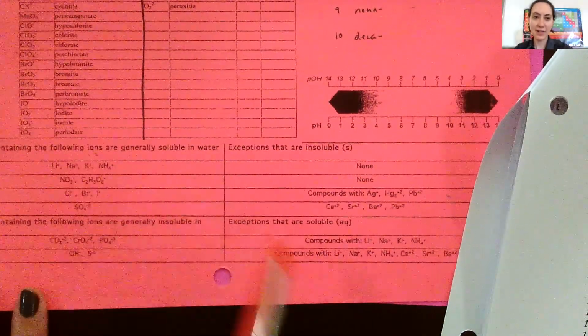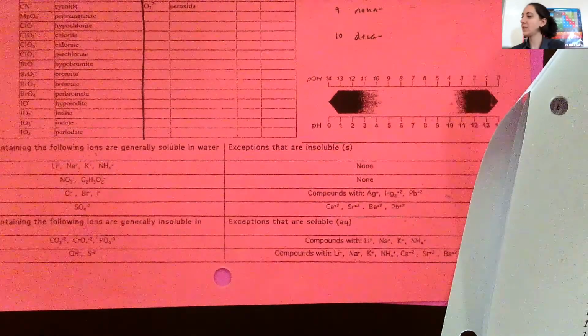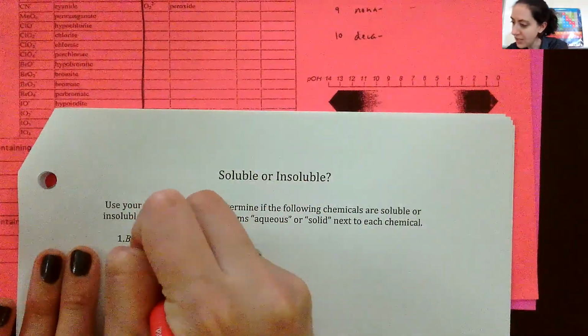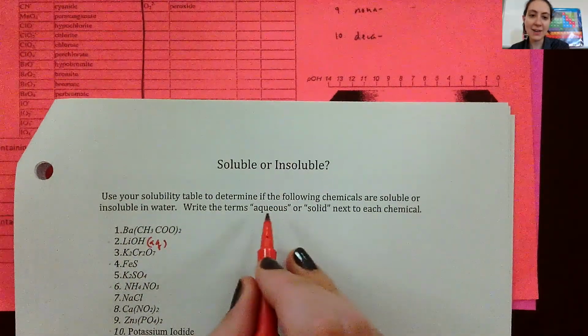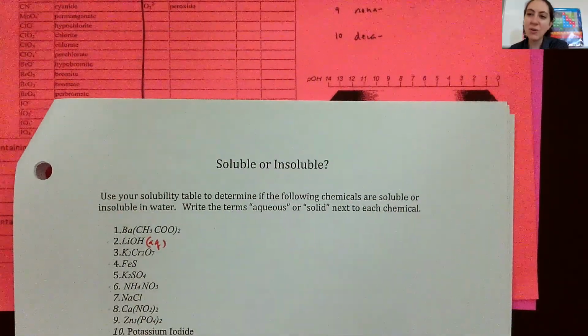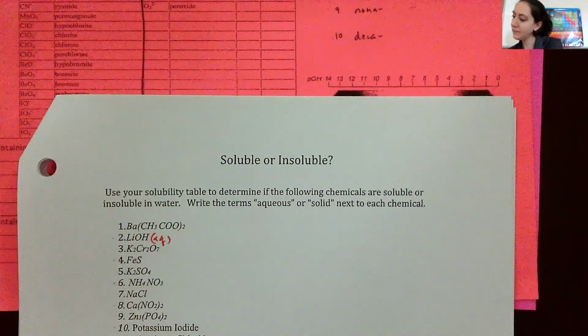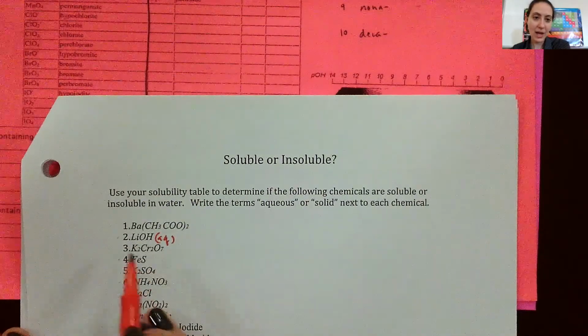So lithium hydroxide, according to this chart, is definitely soluble. So right after it, I'm going to put on this sheet AQ. It's asking for aqueous or solid. I'm just going to put AQ because that means aqueous. You can write out aqueous if you want as well. All right, so let's try another one.